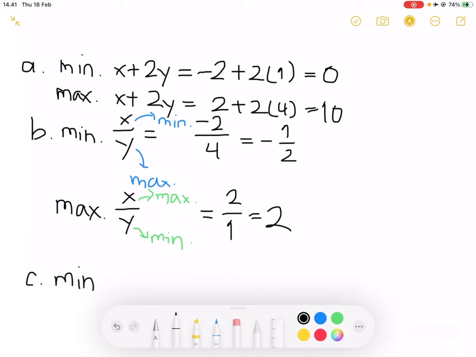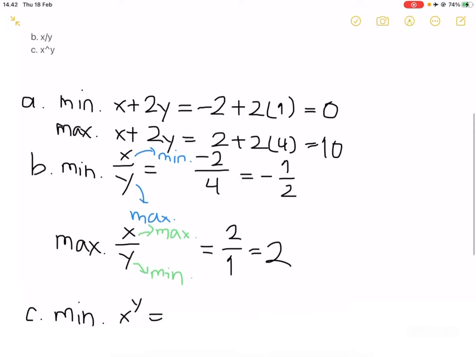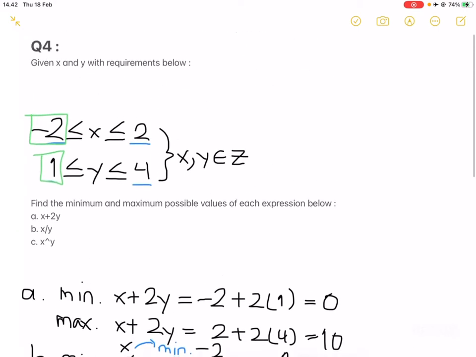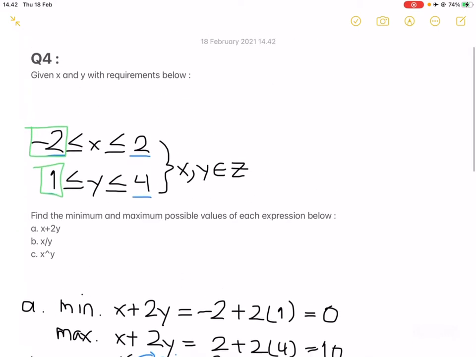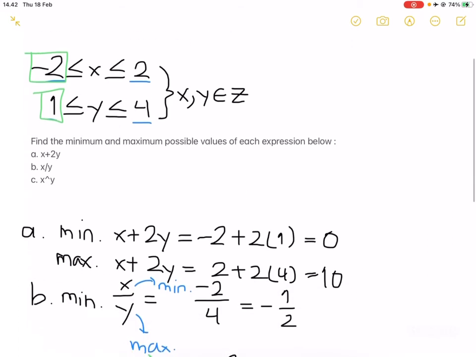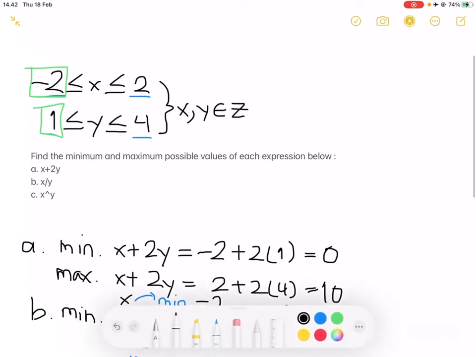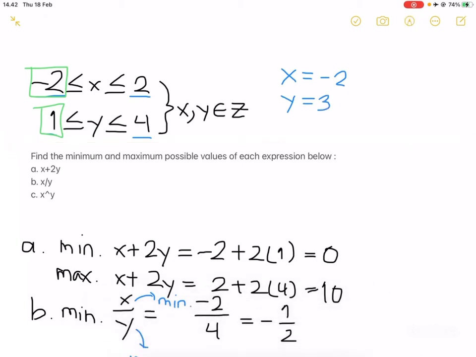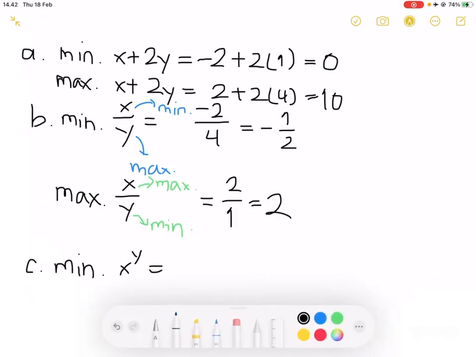So we have the minimum of x to the y. Now, in this case, the minimum of x to the y is, I would say, pretty hard to see for beginners, I guess. However, if you do some trial and error, notice that if I choose x to be -2 and y to be 3, this will be equal to -2 to the 3, which is just -8.